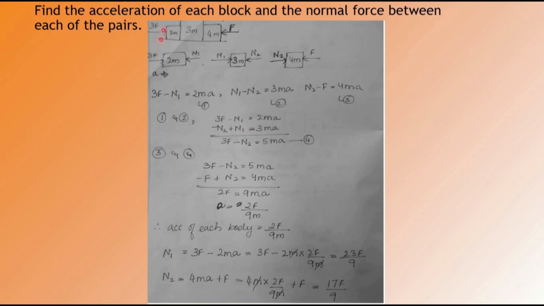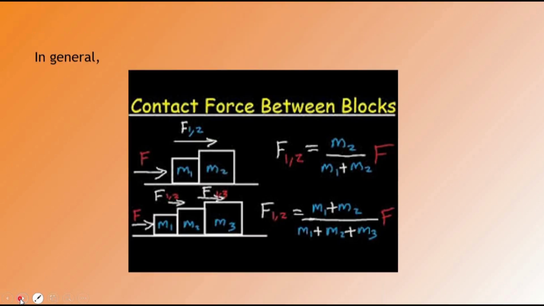Similarly, the normal between the blocks can also be found out by solving these equations. In general, we can formulate an easy way to find out these normal forces, which is given by F12 is equal to m2 by (m1 plus m2) into F. Here, this is the force applied on m2. In a similar way, if there are more than two blocks, you can still find out the force applied by one block on the other using a similar formula.